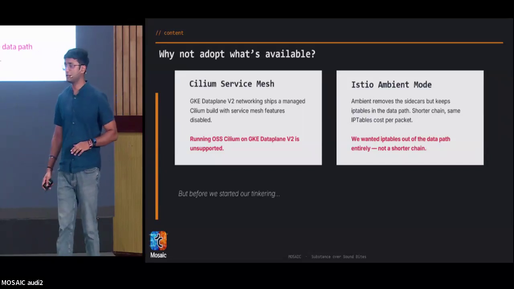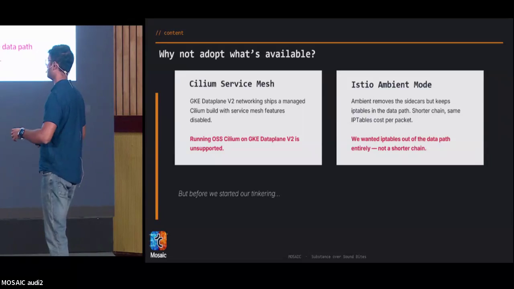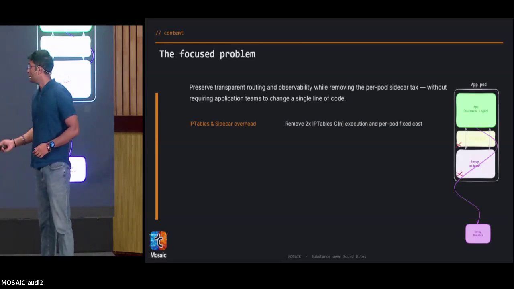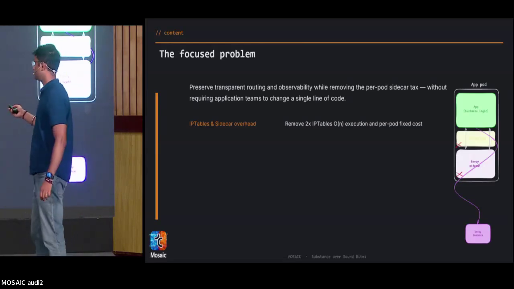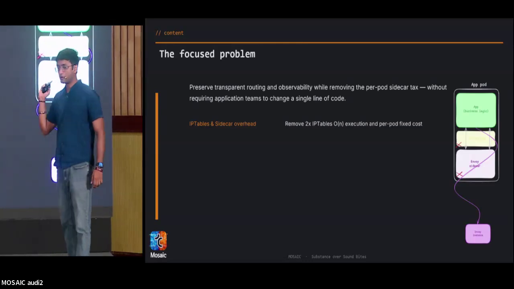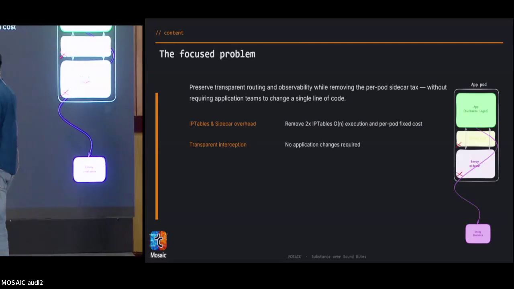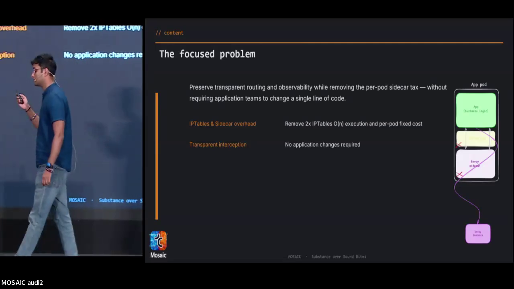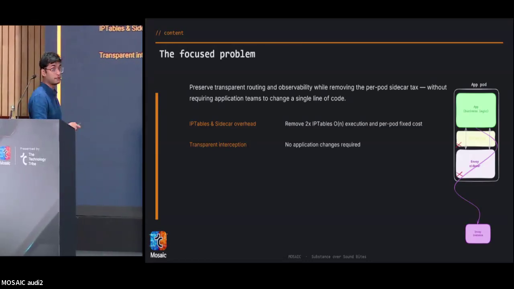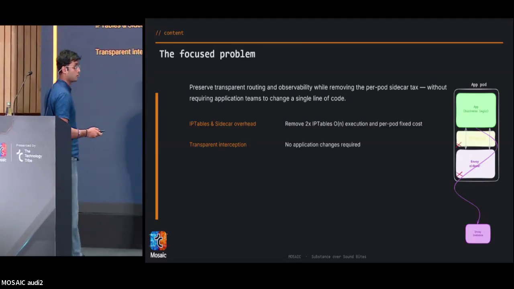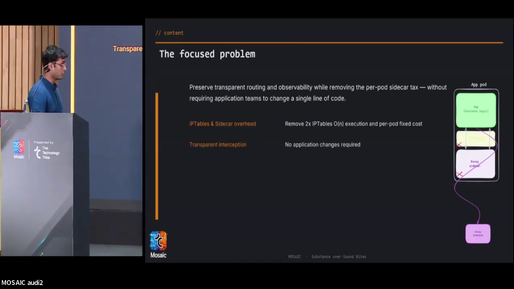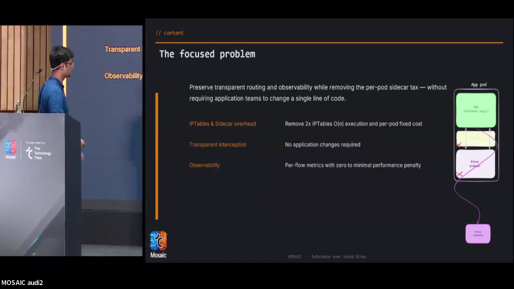So before we started tinkering about what ideas there are, what new things we can explore, let's define the problem statement very clearly. We want to remove the 2 times evaluation of IP tables for every single packet in the system, and the fixed per pod cost. We wanted the interception to be transparent, meaning that the client and the server do not see that the proxy is in between. And that also technically means that no application changes will be required. Applications can very well run as they were running before, during the migration and after the migration.